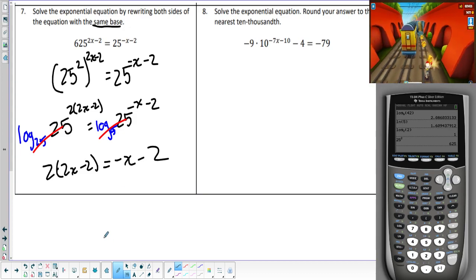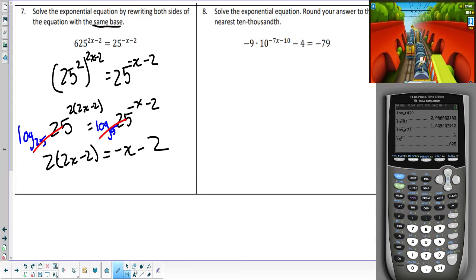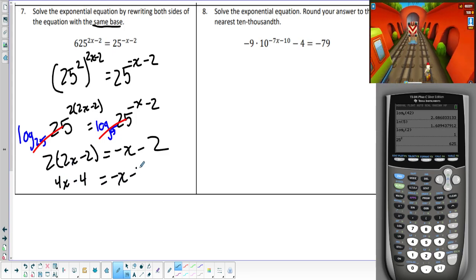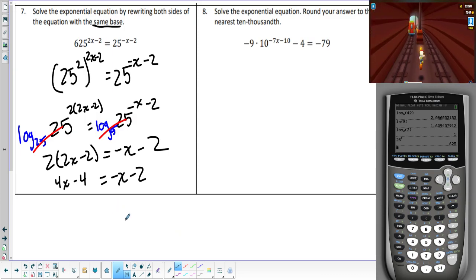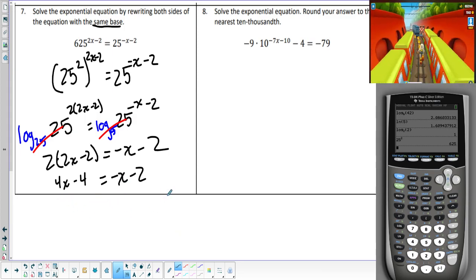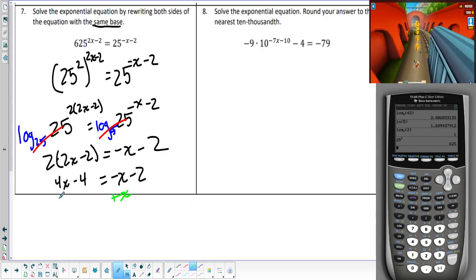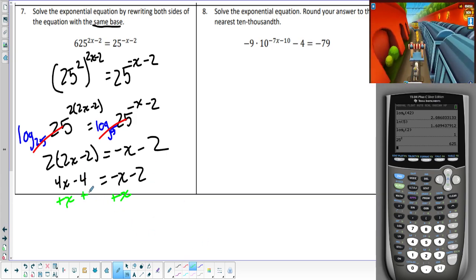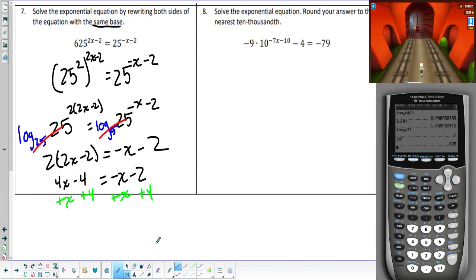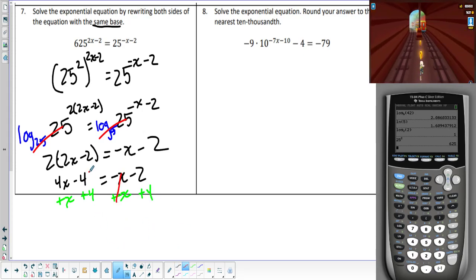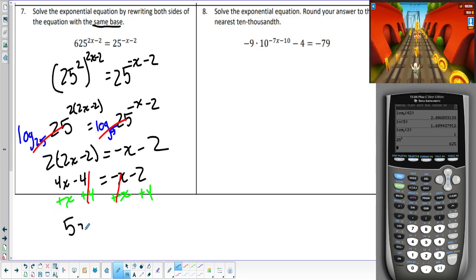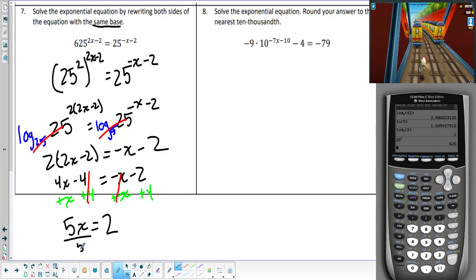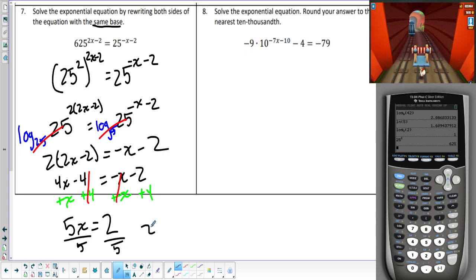And now we're just doing algebra, right? This is now just an Algebra 1 problem. I'm going to distribute. So I get 4x minus 4 equals negative x minus 2. And now I just need to solve for x. So I want to get all my x's on one side, all my numbers on the other. So I'll start by adding x to both sides. And while I'm at it, since I want to move this negative 4 over here, I'll also add 4 to both sides. That way the x's get canceled from this side, the 4's get canceled from this side. I'm left with 5x equals negative 2 plus 4, which is 2. And so divide both sides by 5. x equals 2/5.